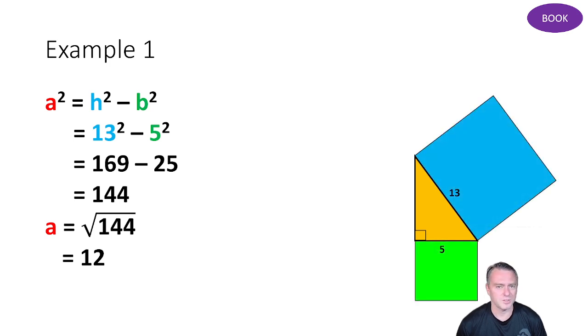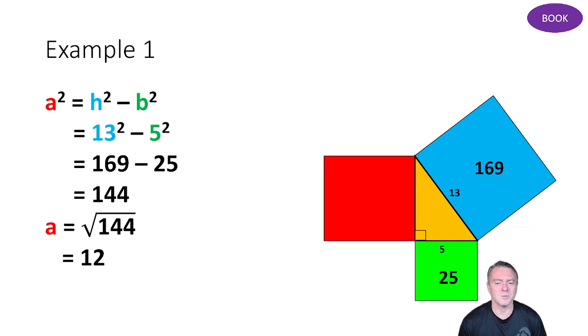So just to graphically show you what's happening, you've got 169 there, you've got 25 there. If you subtract them from each other, those areas, that equals that remaining area, which is 144. Pretty cool. And then you do the square root of 144, and that leaves you with the 12.